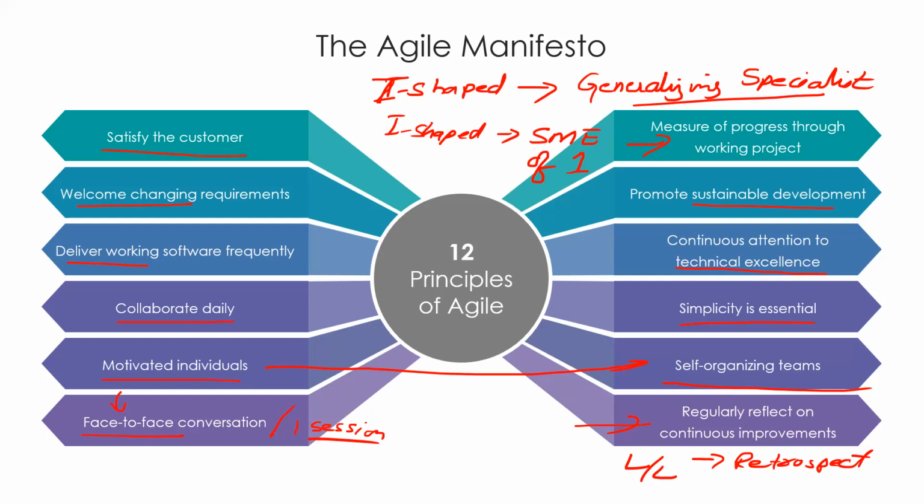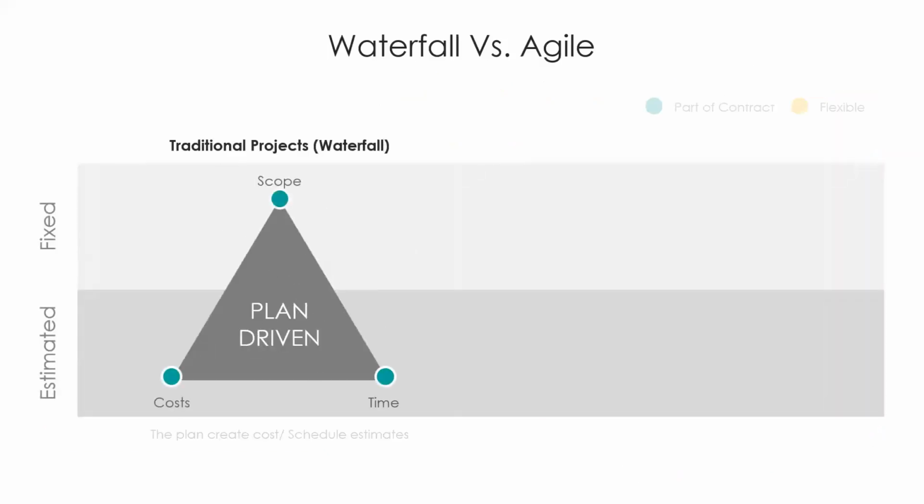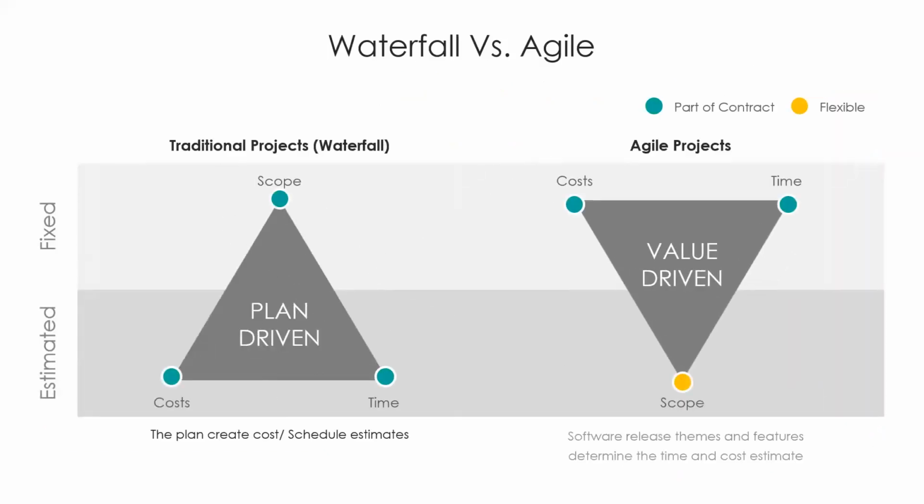Or you can say the abstract of these 12 are in those 4 manifestos. So what we used to have in traditional one, scope was fixed and cost and time was variable. In Agile, we did the vice versa. Scope will keep changing until we reach the required value. That's why we call it value driven, while cost and time will remain fixed.